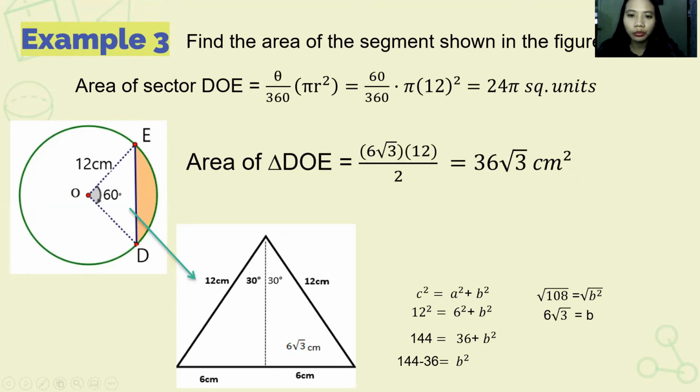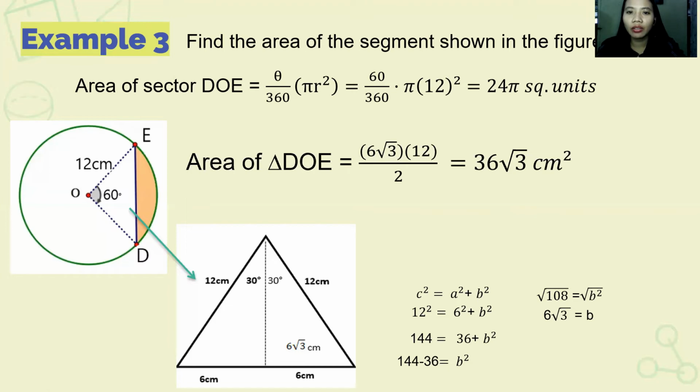So having a base of 6 square root of 3 times 12, which is the hypotenuse or the height, and then divide by 2. So it equals 36 square root of 3 centimeters squared.